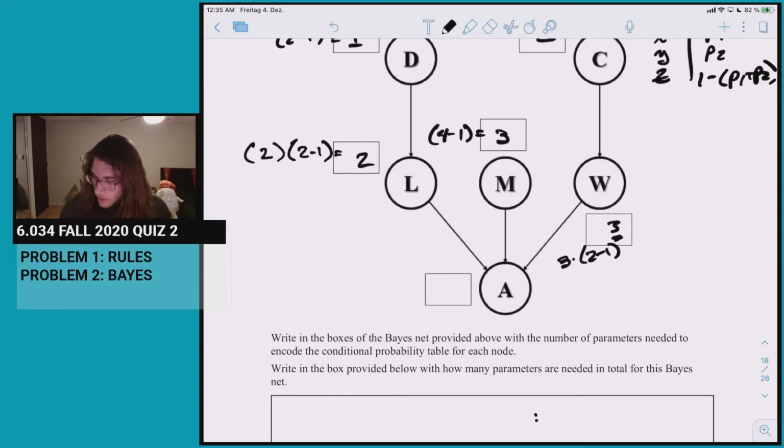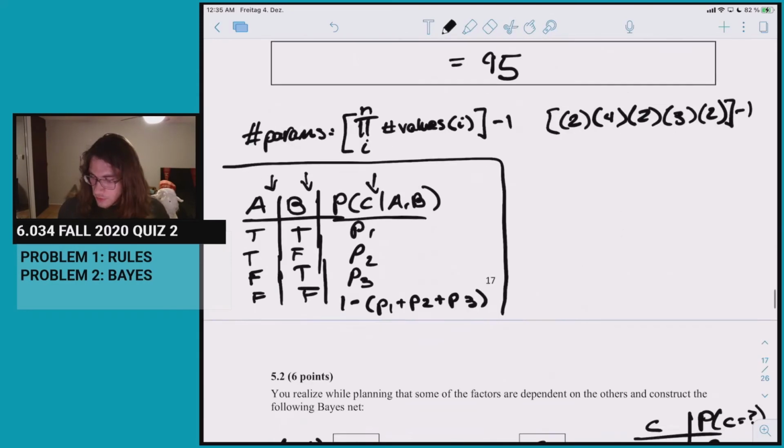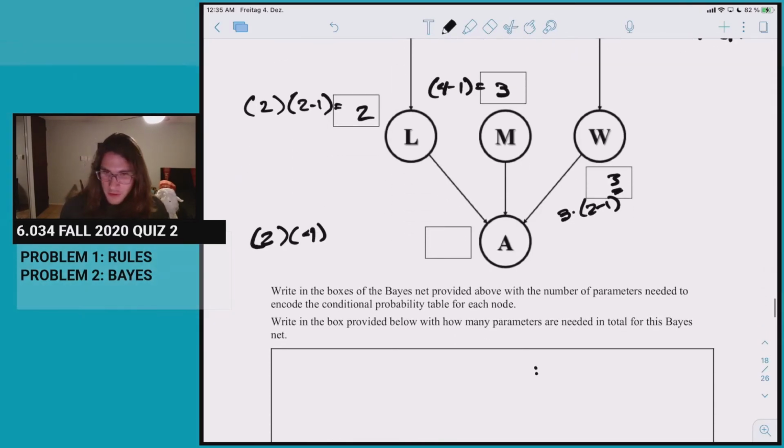So there are actually two possible values in L because it can be either true or false, and M can take on, what could L take? I forget. Yes, true or false. M could take 4 different values, and then W could take 2 values as well, which means, and then A is true or false, so 2 values minus 1, and that's going to be equal to 16.